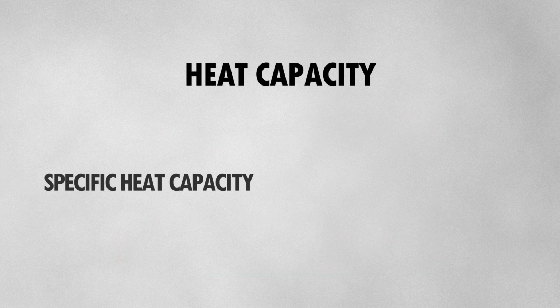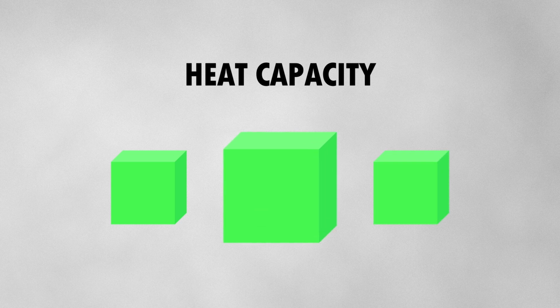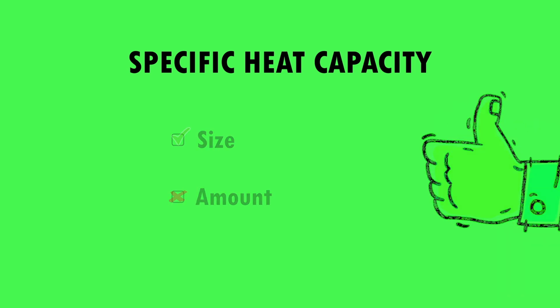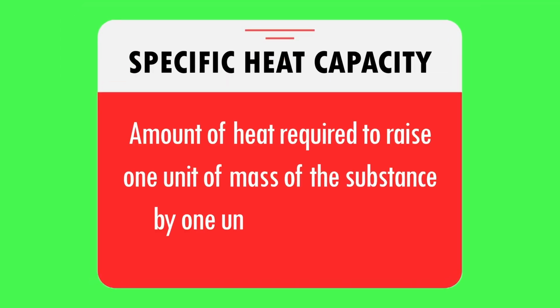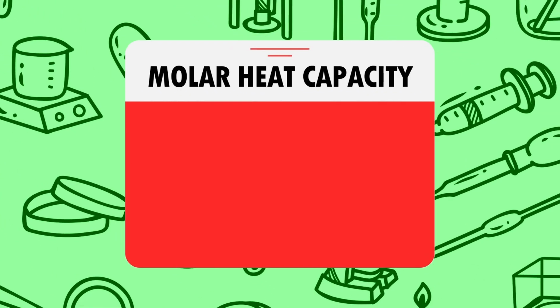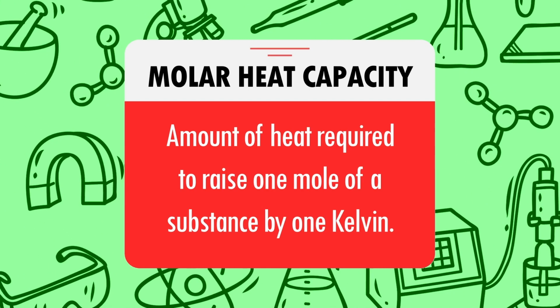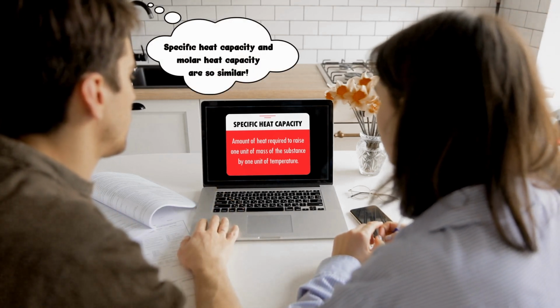Specific heat capacity and molar heat capacity are properties derived from the heat capacity of a material. Heat capacity depends on the amount and size of the substance. Specific heat capacity, however, doesn't vary with the amount of the substance and is therefore a more useful property. Specific heat is defined as the amount of heat required to raise 1 unit of mass of the substance by 1 unit of temperature. In chemistry, molar heat capacity is more useful and is defined as the amount of heat required to raise 1 mole of a substance by 1 Kelvin. Like specific heat, molar heat capacity does not vary with the amount of substance.